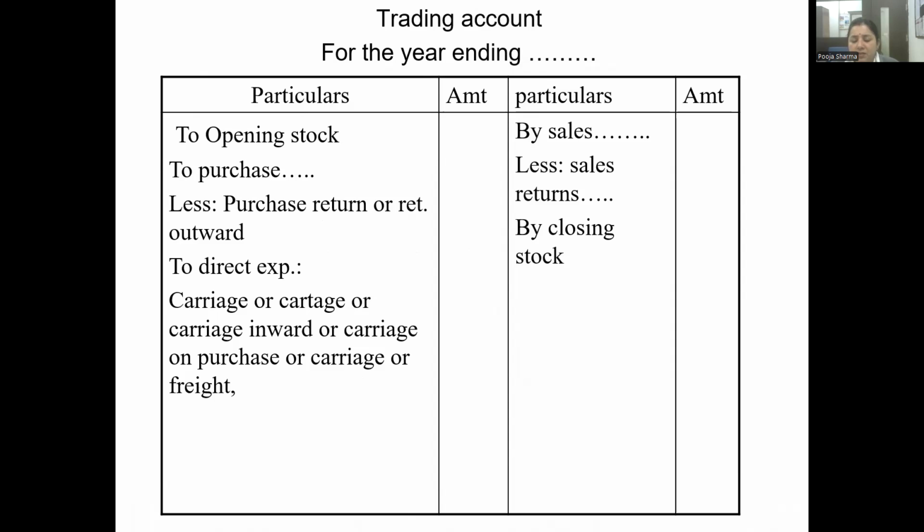All the direct expenses, like carriage, cartage, and carriage inward, or carriage on purchase, which are incurred by the companies to purchase the goods, will come in preparing the trading account.